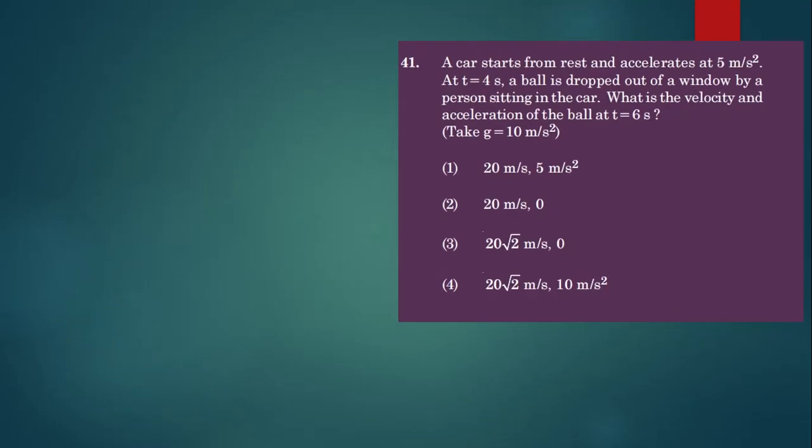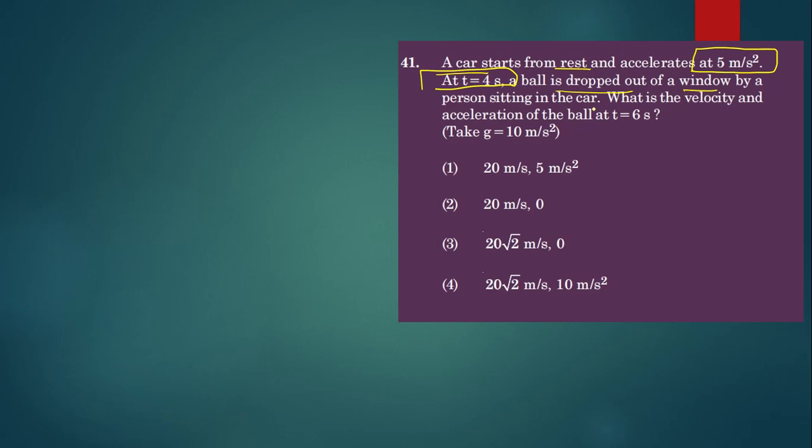This question is telling us that there is a car. It is starting from rest and then it starts to accelerate at a rate of 5 meter per second square. And then when this car was moving, at an instant when time was 4 seconds, a ball was dropped from the car.